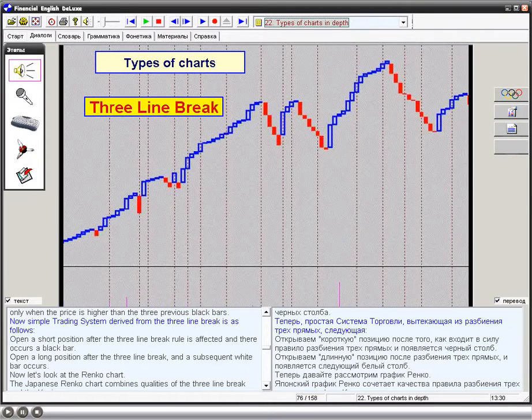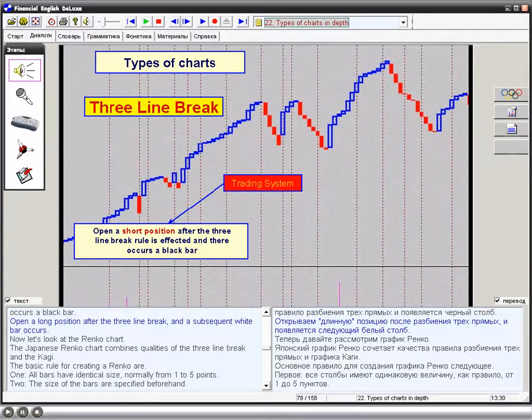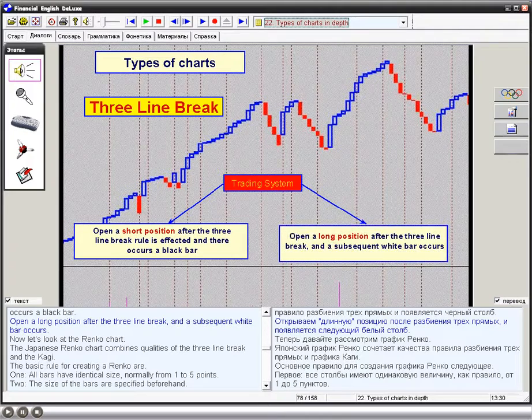Now, a simple trading system derived from the three-line break is as follows. Open a short position after the three-line break rule is effected, and there occurs a black bar. Open a long position after the three-line break, and a subsequent white bar occurs.